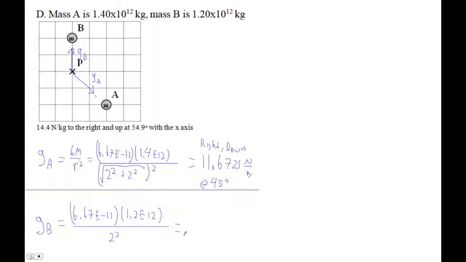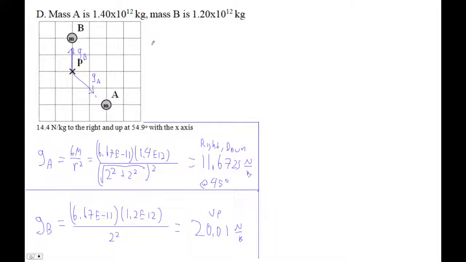Let's grab that thing. I'm so lazy that I grabbed the same expression and changed it. The 2 to a 0. And then this is 1.2. B is 1.2. And that's 20.01, and this is just newtons per kilogram up. There we go. That's easy. That'll make one of the components easy.